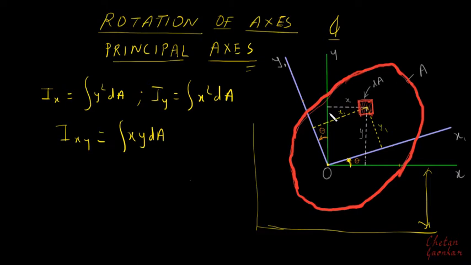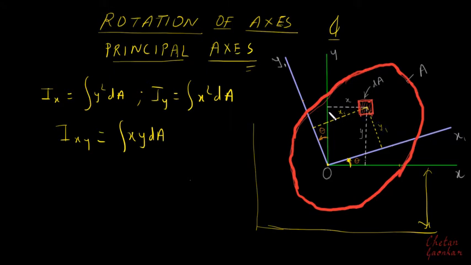So let us make ourselves clear that x is the perpendicular distance of this area element with respect to y-axis. Y is the perpendicular distance between this area element and x-axis. And then as I have rotated this frame of reference to the new axis x1 and y1 by angle theta, now the perpendicular distances have changed to x1 and y1. Now x1 is the perpendicular distance between this area element dA and the new axis y1, and similarly y1 is the perpendicular distance between this area element dA and the new axis x1.